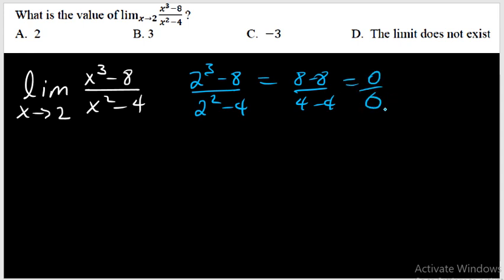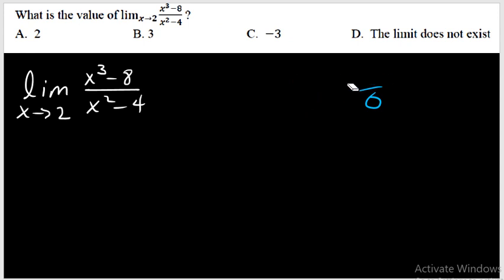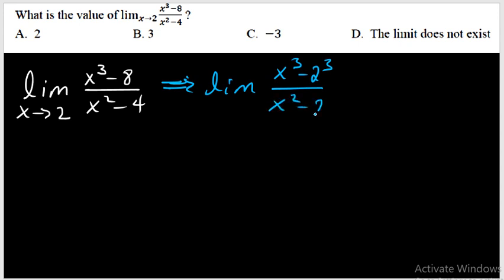It is meaningless. So direct substitution this time is not advisable. It's not preferable. Better to factorize. Both the numerator and the denominator can be factorized. So this limit can be written as the limit of x cubed minus 2 cubed, since 8 means 2 cubed, over the denominator part, x squared minus 2 squared, as x goes to 2.